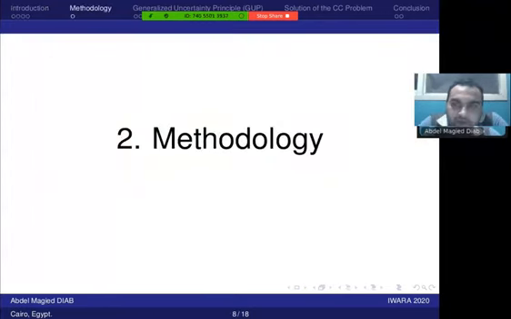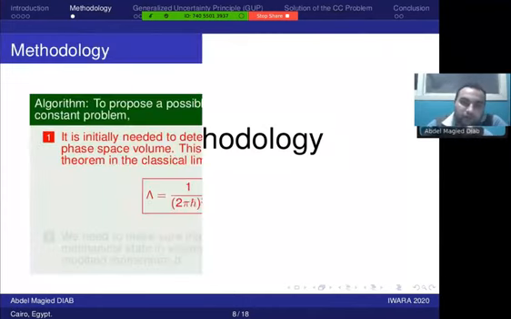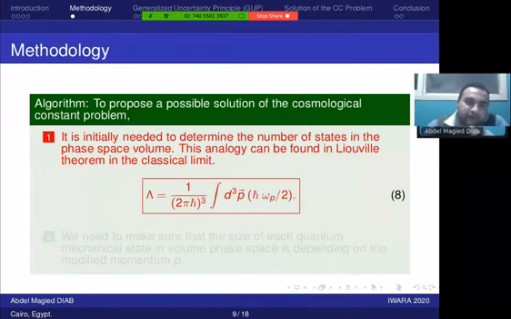The second point of my talk, I will give the main idea of our work, here is the methodology. As we defined it, in quantum field theory the cosmological constant is given from the sum over vacuum fluctuation energy in volume phase space. Here we will use our approach, the generalized uncertainty principle, to modify the number of states in volume phase space. Secondly, I will modify the dispersion relation in momentum space.